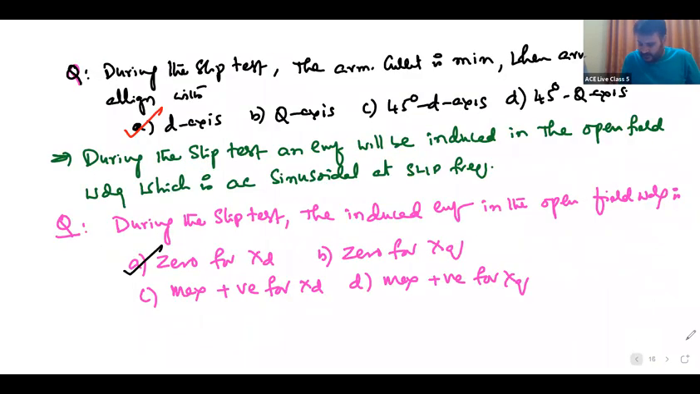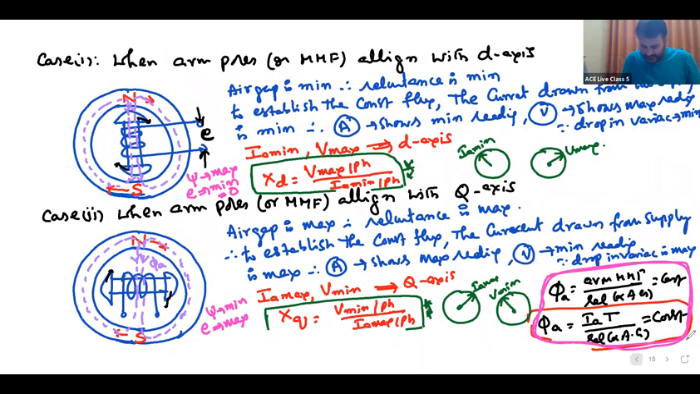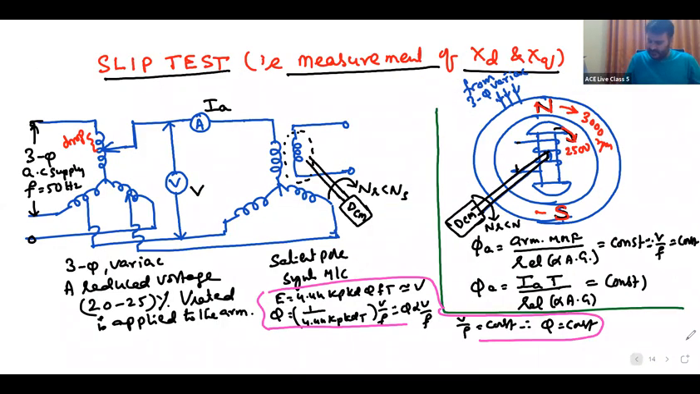Then coming lastly to the reasonings. We are going to complete quickly. Reasonings are like this. During the slip test, we apply reduced voltage to the armature. Why reduced voltage? And why must the rotor be driven at less than synchronous speed? And why must the field winding be open circuited? Let us see all the reasonings.